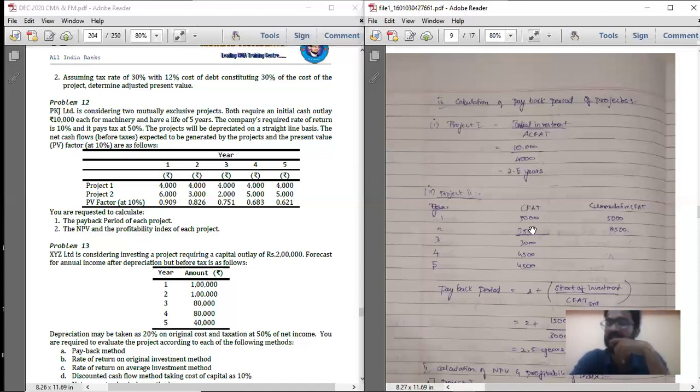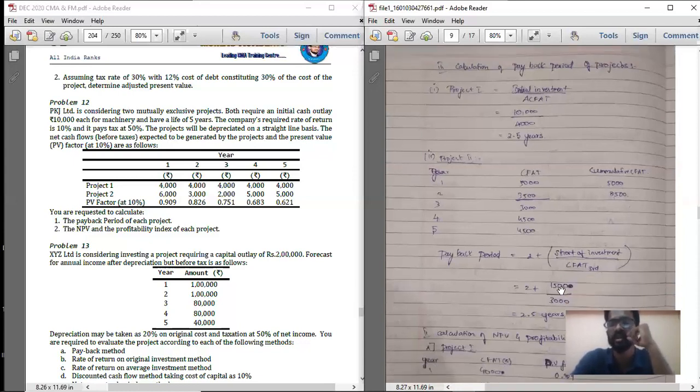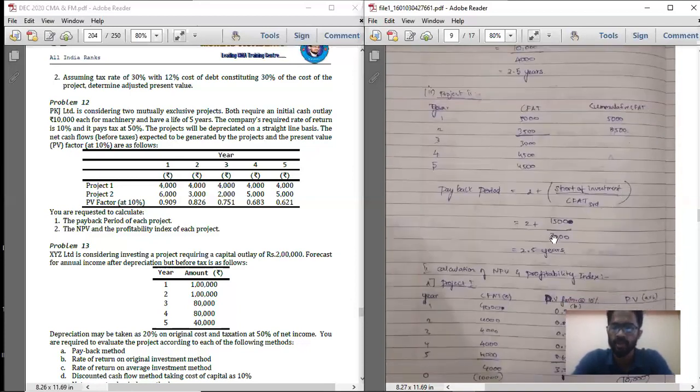The second year is considered as lower end year. This third year is considered as higher end year, because the payback period is falling in between the second year and the third year. So CFAT of the third year. Below that, payback period is equal to 2 plus, how much is the short of investment? 10,000 minus 8,500 has been already received before second year end. So remaining 1,500. 2 plus 1,500 divided by the third year CFAT, what is it? 3,000.